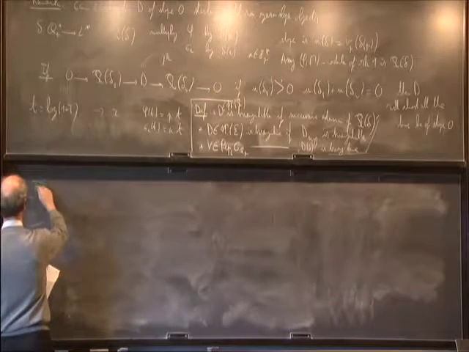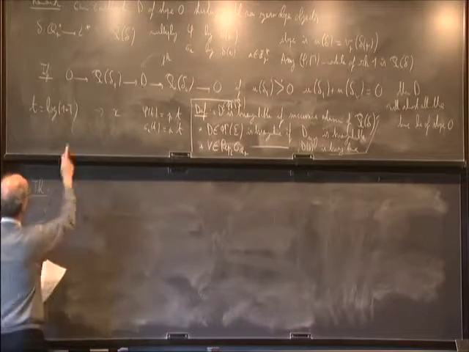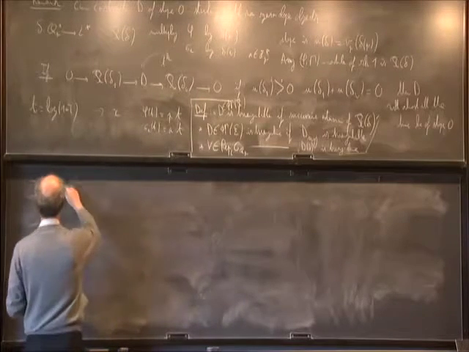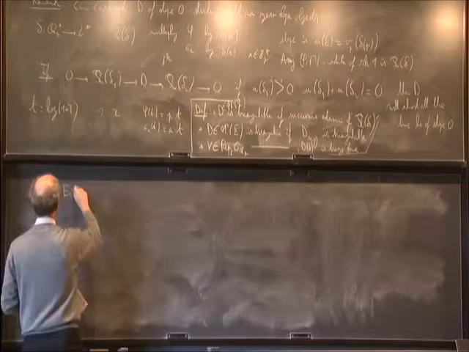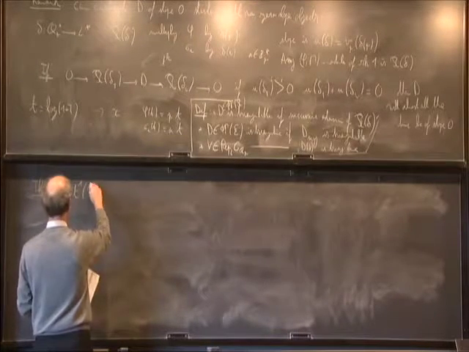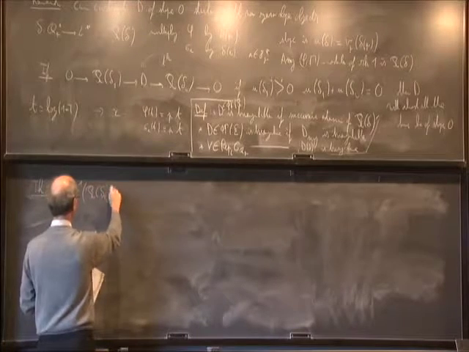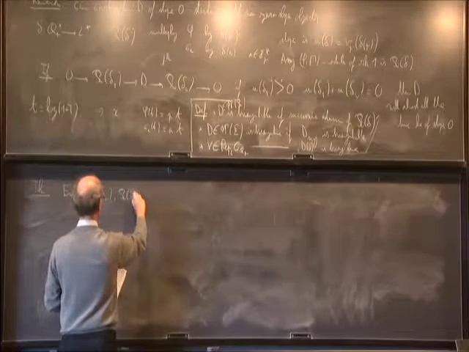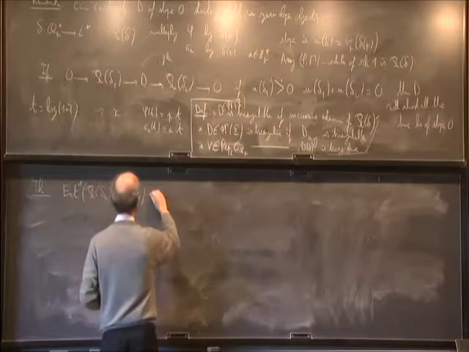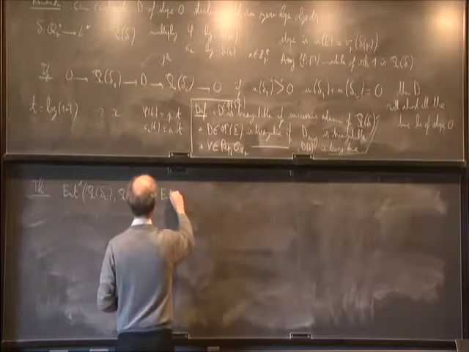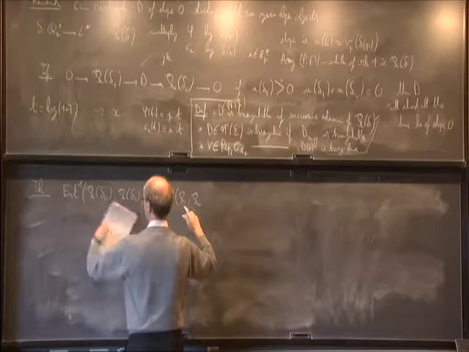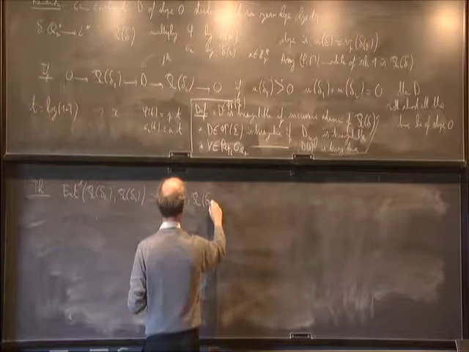So the theorem is the following. You take two characters, delta 1, delta 2, and you want to compute the group of extensions of R of delta 2 by R of delta 1. This is also the same thing as the group of extensions of the trivial object by R of delta 2 delta 1 minus 1.